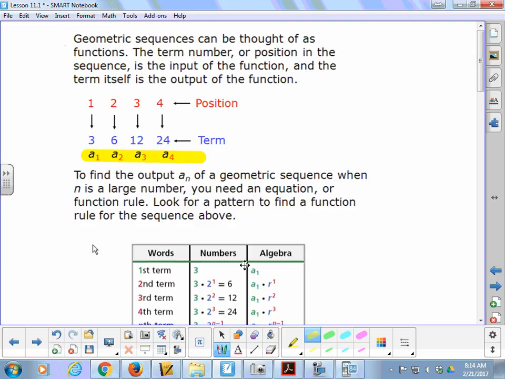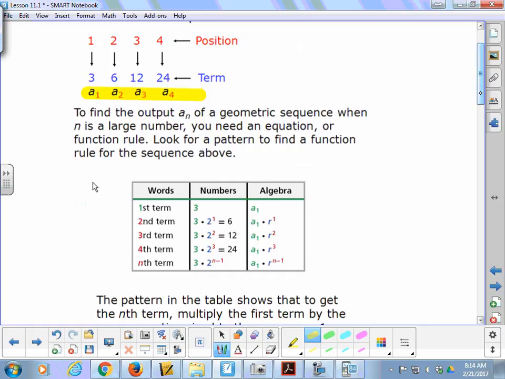To find the output of a sub n of a geometric sequence, when n is a large number, you need an equation or a function rule. So if we look for a pattern to find a function rule for the sequence above: the first term is 3, which we call a sub 1. The second term is 3 times 2 to the first power, so that would be a sub 1 times r to the first power, because we multiplied by r once. Then the third term, we multiply by r twice, so we multiply by 2 twice, or r squared. Fourth term, multiplying by r cubed.